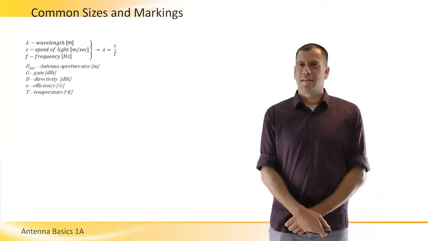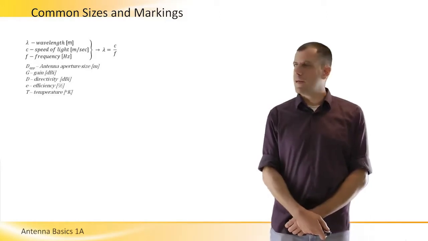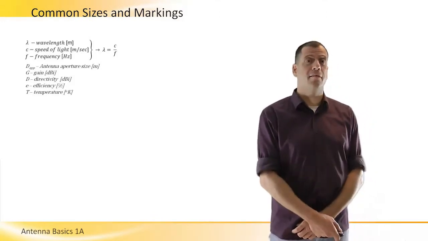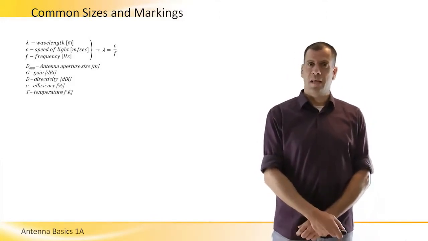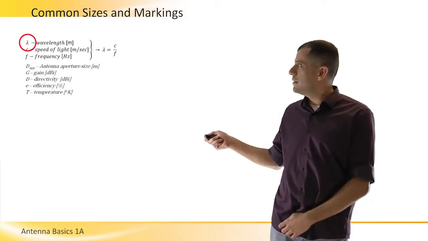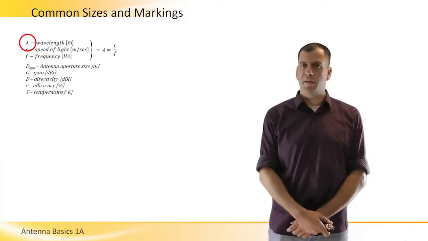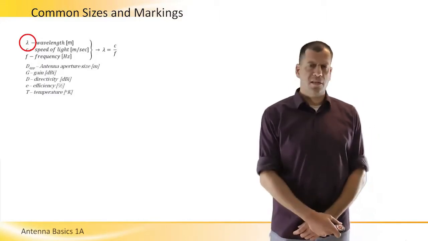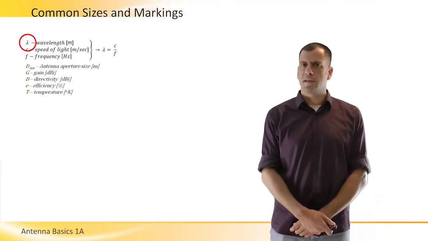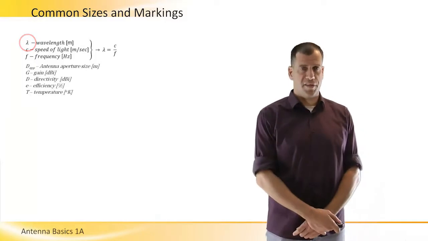Now let's start covering some antenna terms, and before we do that, I would like to cover some sizes and markings that are relevant to understand antennas. The first one will be the wavelength, which is marked by the Greek letter lambda. We usually use meter units, but we don't necessarily have to do that. But in this lecture, unless otherwise mentioned, I will use the unit meters.